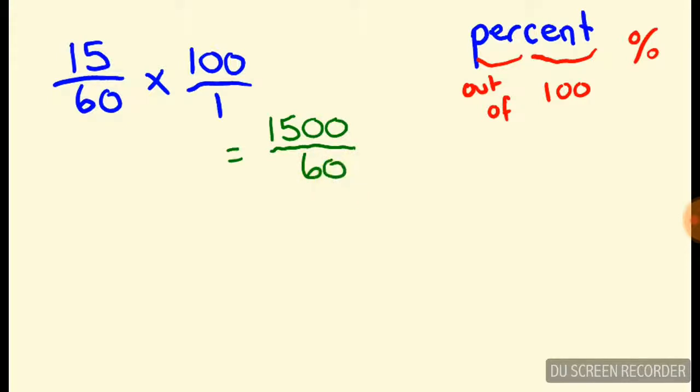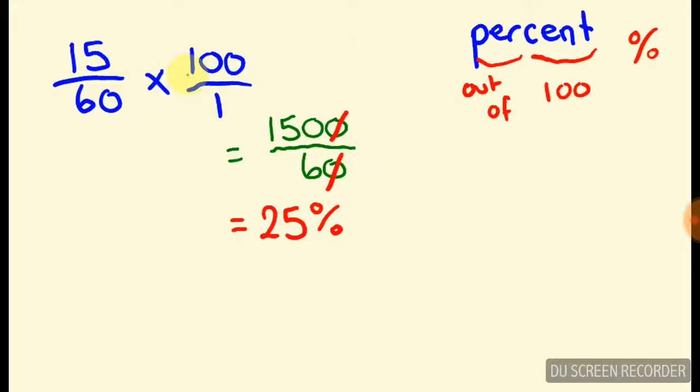Now what we can do is we can cancel out numbers. The zeros are going to cancel each other out, because 10 is going to go into both of these. So we end up with 150 divided by 6. Now 150 divided by 6 is 25. So 25%. So 15 over 60 is 25%.